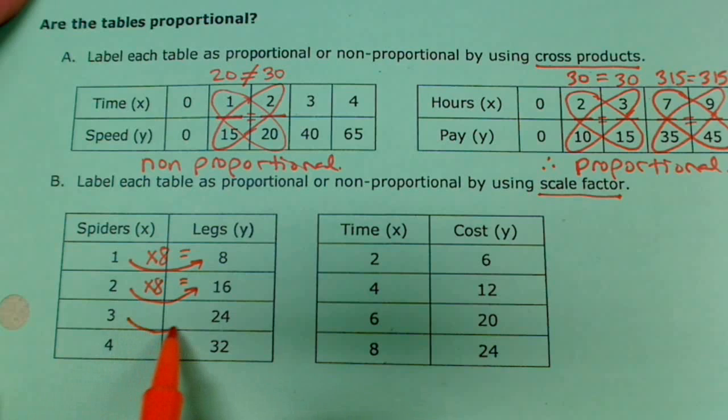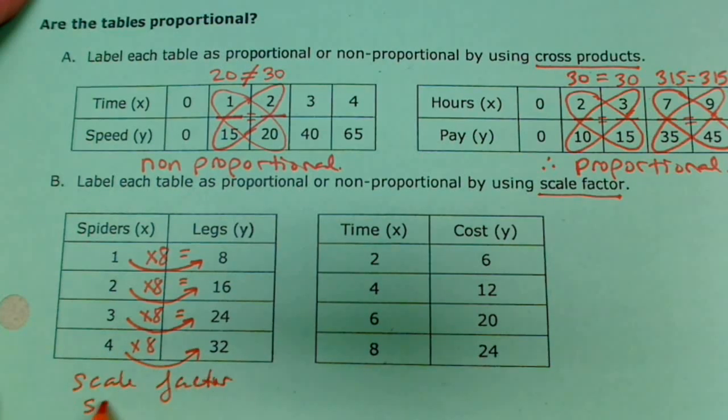I'm looking good so far. 3 times 8 is equal to 24. And 4 times 8 is equal to 32. Because the scale factor works all the way throughout, is the same all the way throughout, we know that the table is proportional.